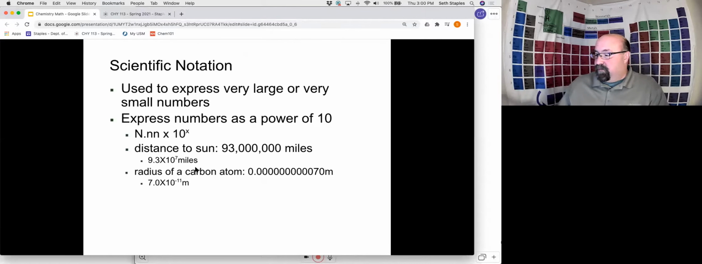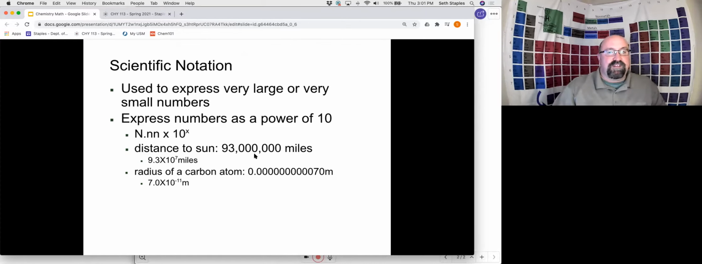Scientific notation is another way that we use to express very, very large or very, very small numbers. For instance, if we're looking at the distance to the sun in miles, it's 93 million miles. It's more convenient for us sometimes to express that in a different way. And so scientific notation is always expressed in powers of 10. It's going to be with a number in the ones spot, point whatever the rest of it is, and then times 10 to whatever exponent.